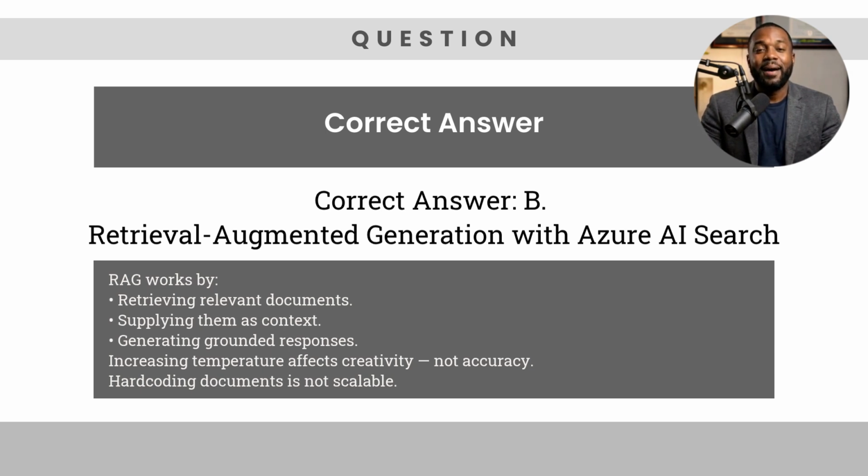RAG works by retrieving relevant documents, supplying them as context, and generating grounded responses. Increasing temperature affects creativity, not accuracy. Hard-coding documents is not scalable.